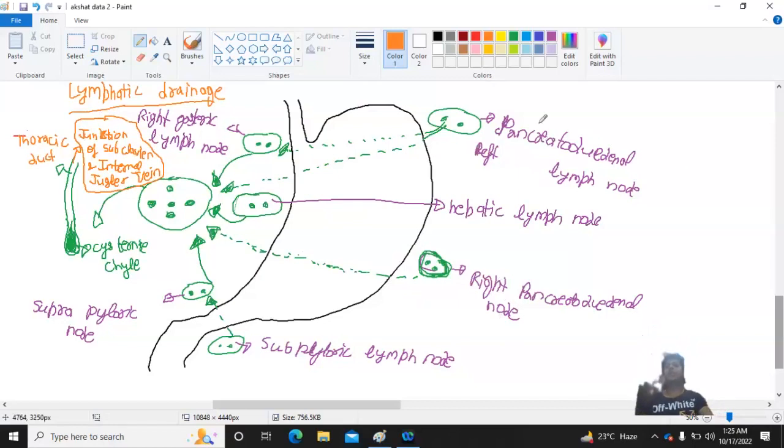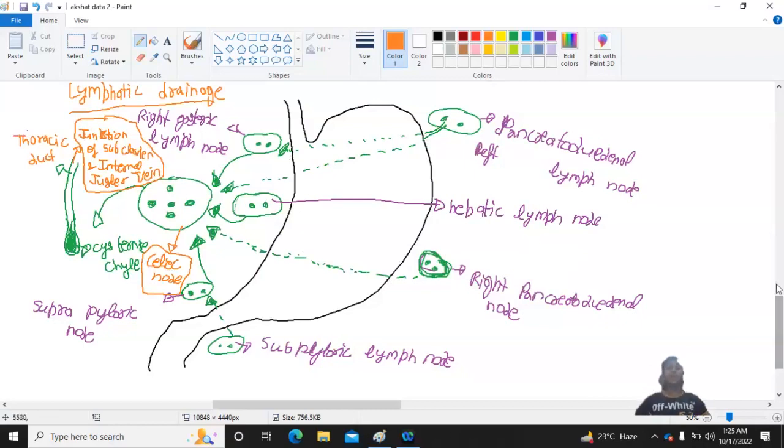Pancreatic, right and left pancreatoduodenal lymph nodes, hepatic lymph node, and on this side the celiac lymph node. This is the important celiac node. We also say celiac trunk for this celiac node. This is the important terminal. From here, lymph drains into the cisterna chyli, then the thoracic duct, and then the junction of the subclavian and internal jugular vein, finally going to the heart. This is the direction of lymph drainage of the stomach.